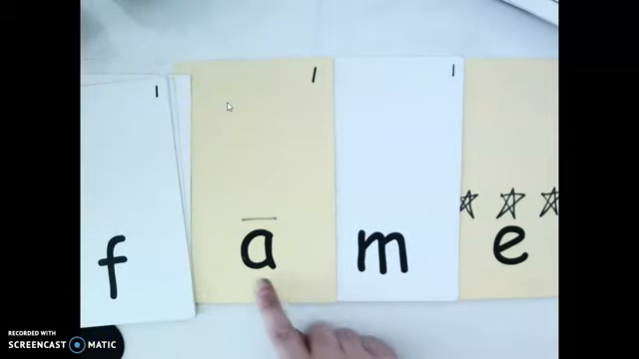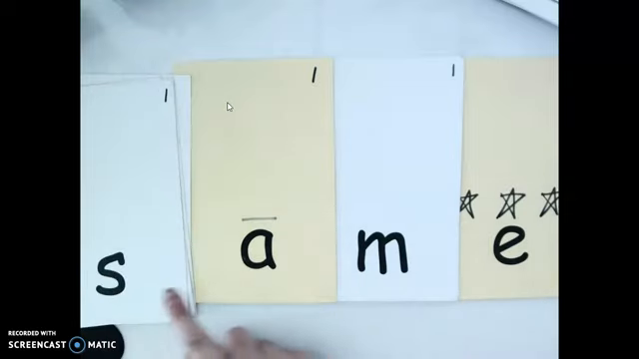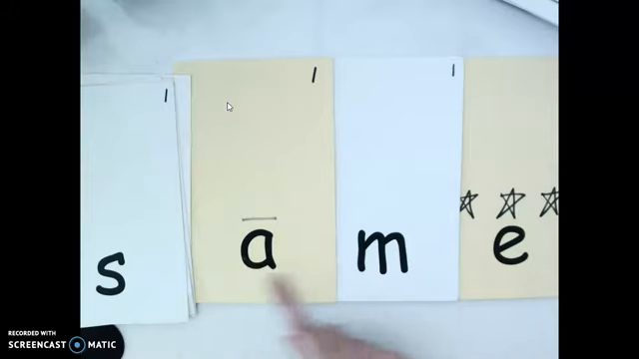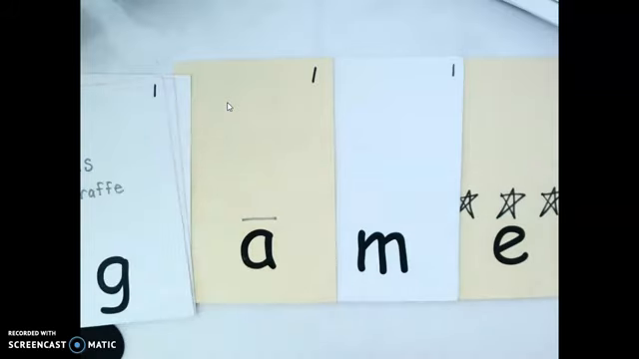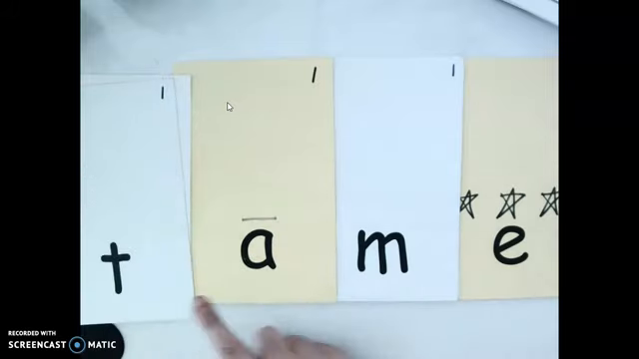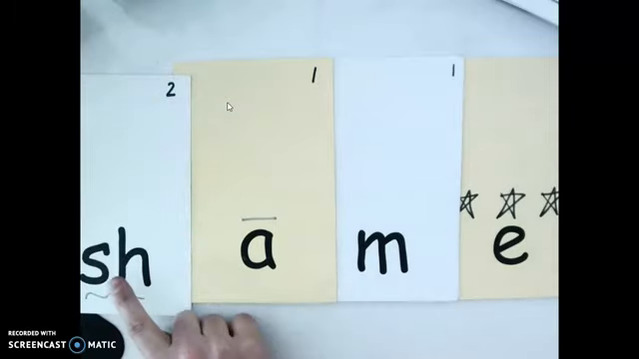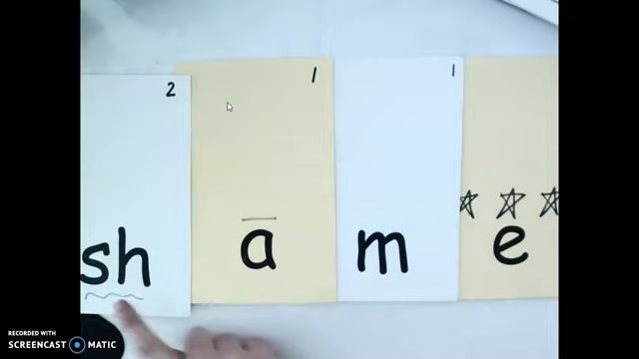Okay, let's take a look at the ame word family. F, ame, fame. S, ame, same. G, ame, game. T, ame, tame. Sh, ame, shame.